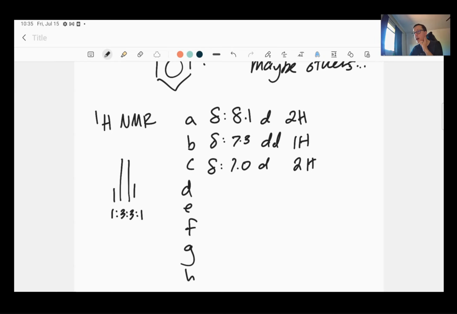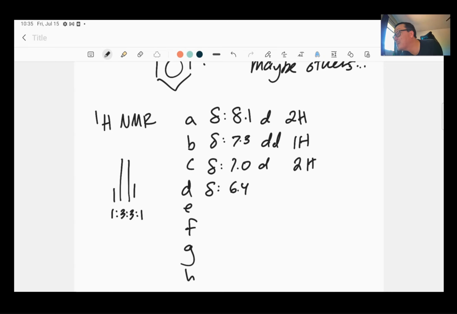How about D? It's around 6.4, I would say. And is that a doublet of doublets again?